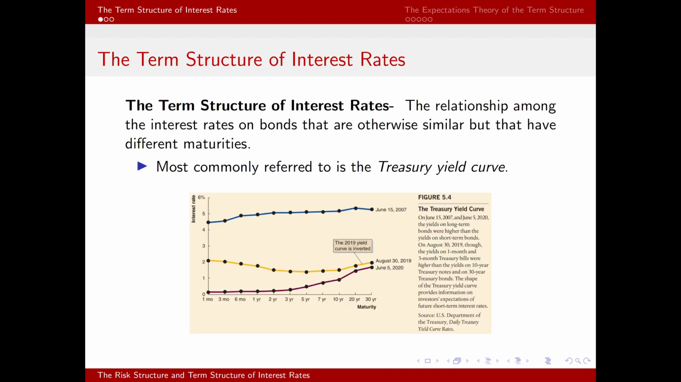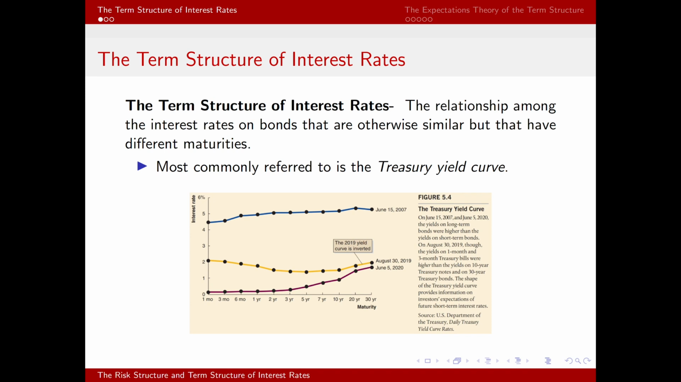So, we define the term structure of interest rates as the relationship among the interest rates on bonds that are otherwise similar but that have different maturities. So, we're talking about the differences between a 10-year Apple bond and a 20-year Apple bond, where the only difference is the maturity date. And the most commonly referred to example of this analysis on the term structure is the Treasury yield curve. And I'm going to get to why it's so important in a second.